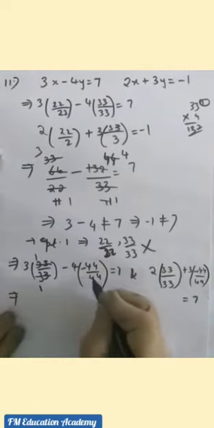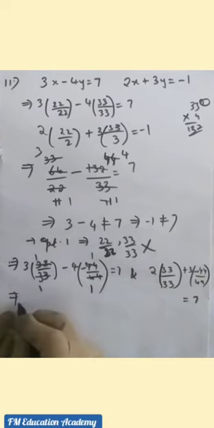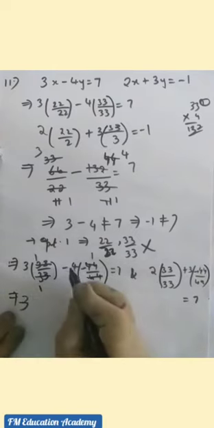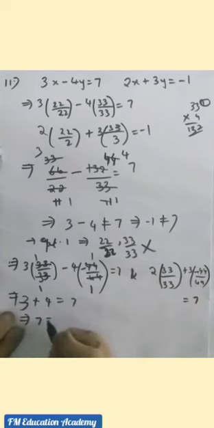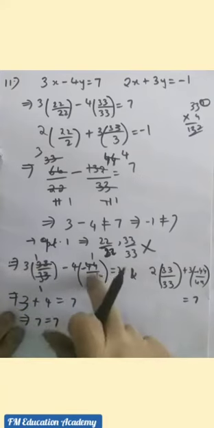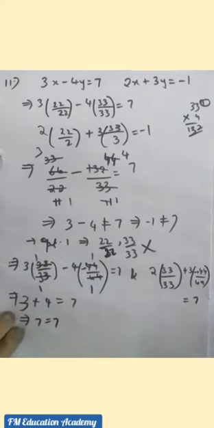33 1s are 33, 33 1s are 33, 44 1s are 44. Here we have 3 as it is, minus into minus plus 4 is equals to 7. So we got one equation, 7 is equals to 7. When we substitute the values 33 by 33 and minus 44 by 44, that is option 2.